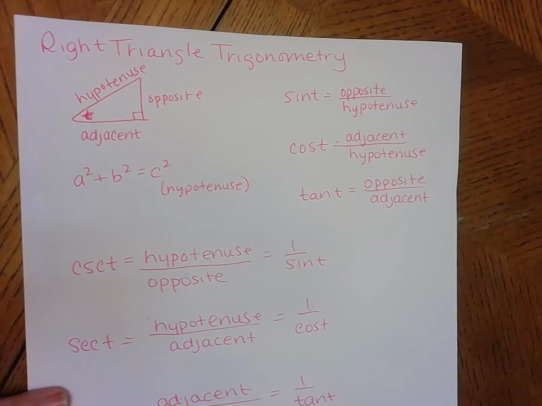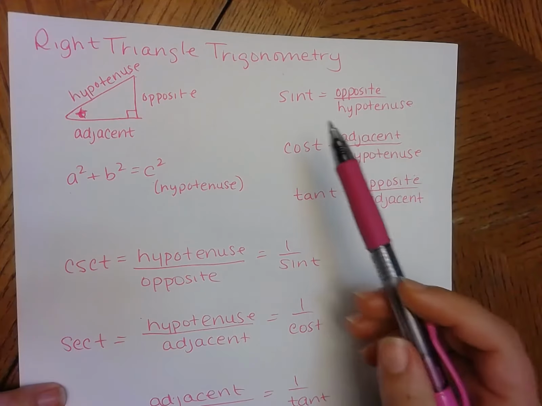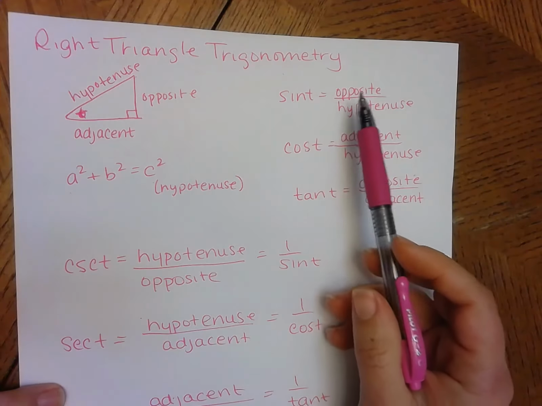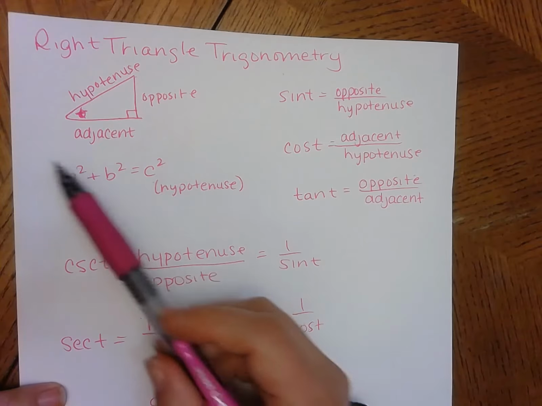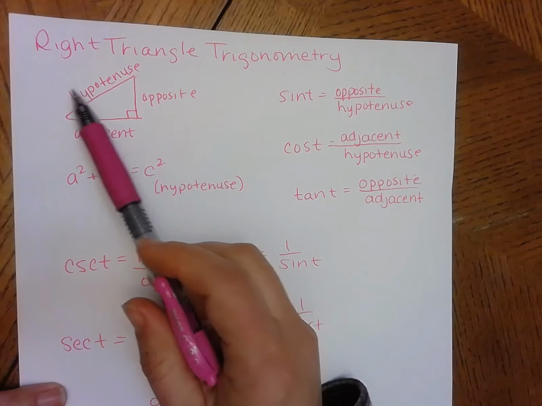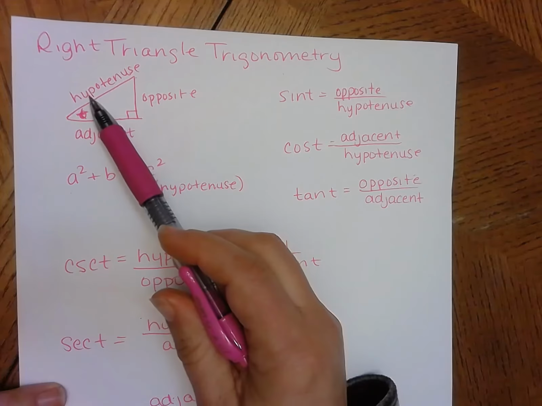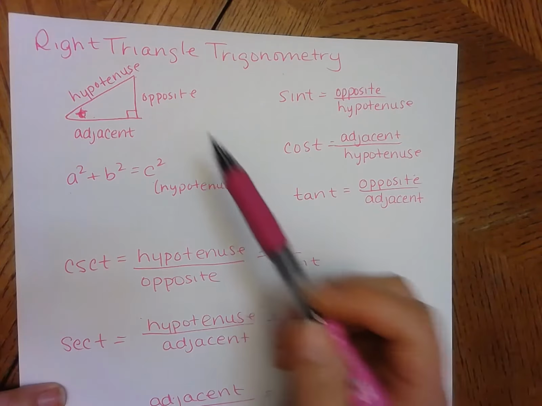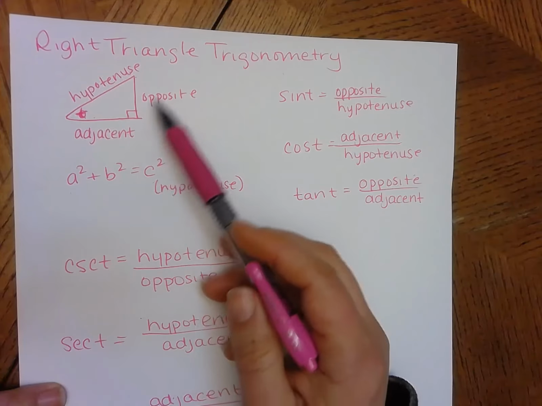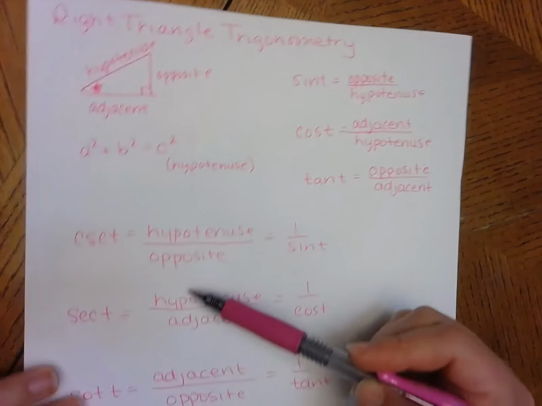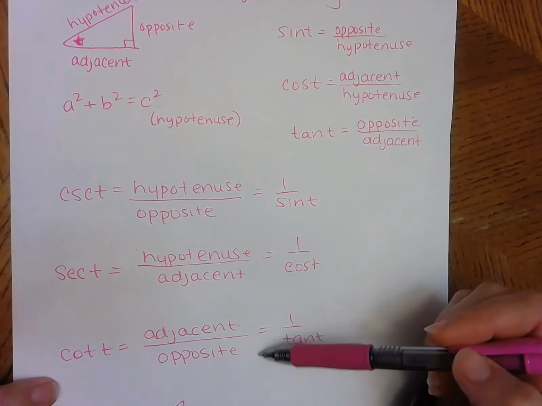All right, so some of our ratios here, hopefully you've at least heard of these before, but sine of t is the opposite side over the hypotenuse, so sine is opposite over hypotenuse, cosine is adjacent over hypotenuse, and tangent is opposite over adjacent, okay? Now those are the three primary ones. Now all the rest of these are just reciprocals.